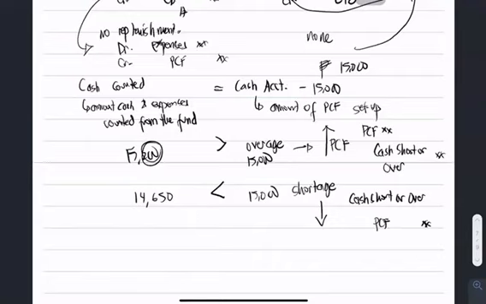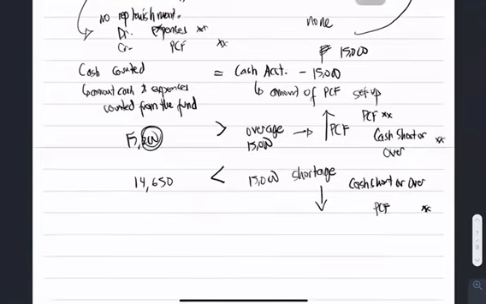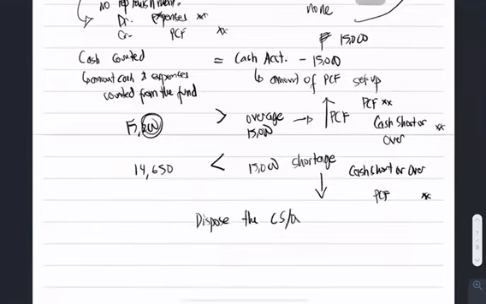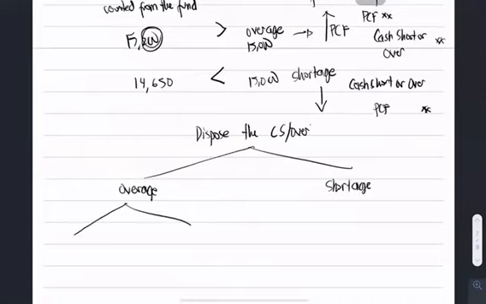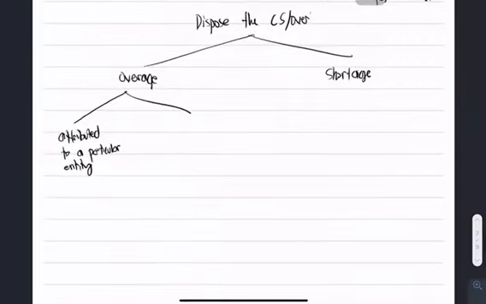Now, after knowing the effect of our shortage or overage on our PCF, we need to dispose the temporary account. So how do we dispose the cash short or over account? It depends whether that is an overage or a shortage. If that is an overage attributed to a particular entity, so let's say that the overage pala ay kay cashier mo, you will have a payable.